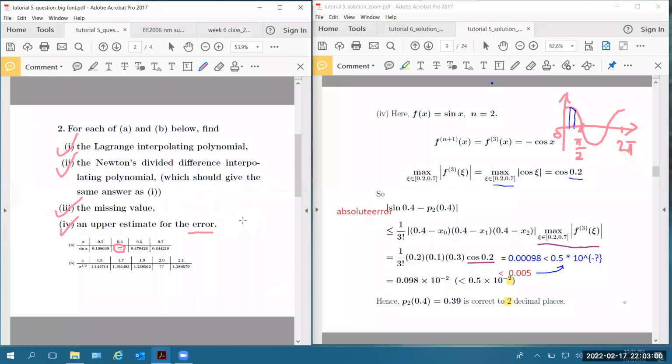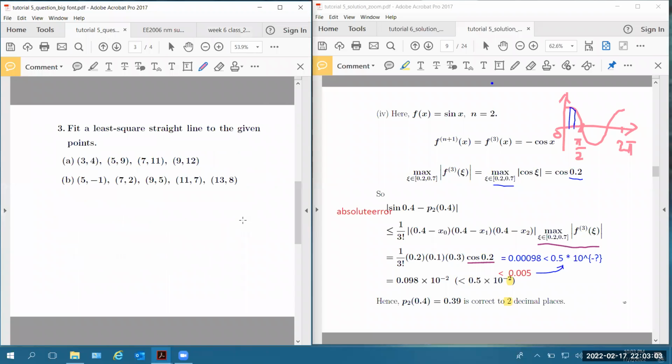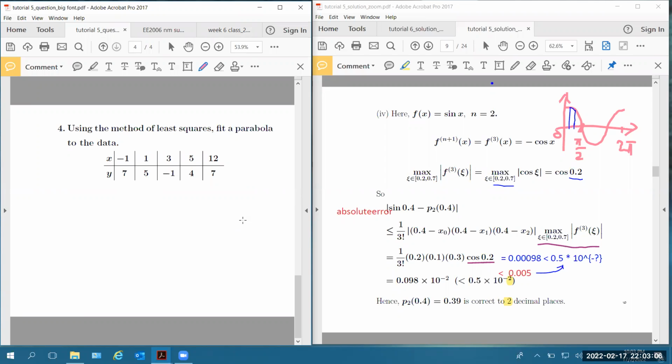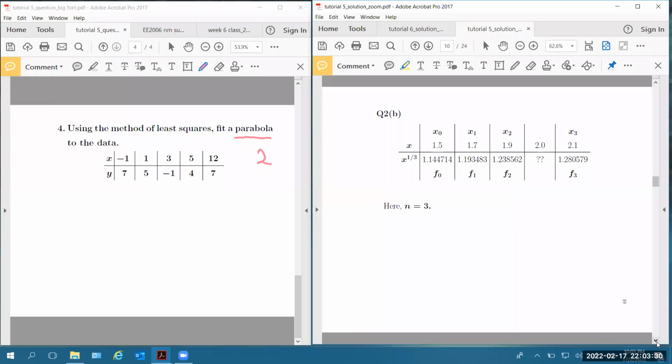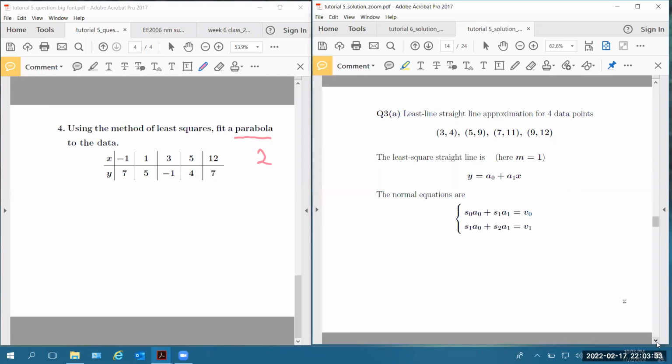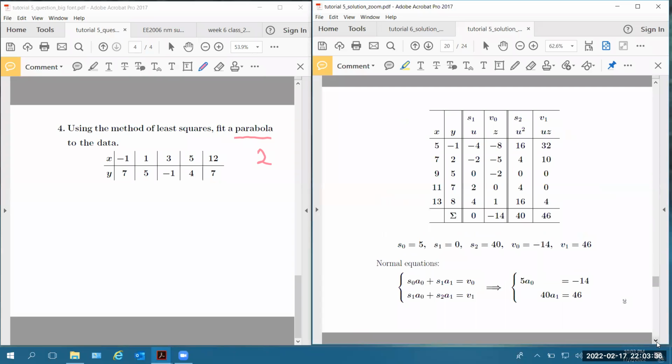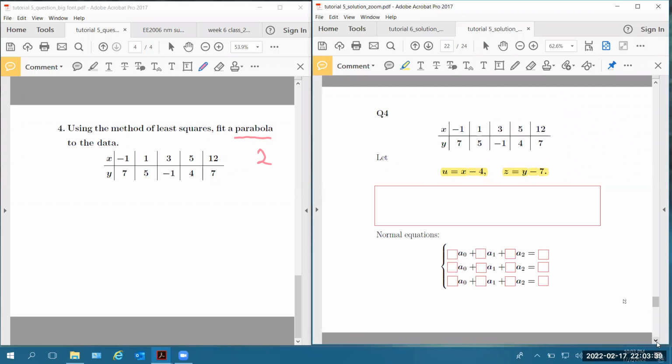Okay, so then let's go and look at our tutorial problem. We are doing this one here. Use the method of least square. You want to fit a parabola to the data. Parabola meaning degree 2, so least square degree 2 polynomial. This is the data given. Let's see how we do that. This is number 4 here.